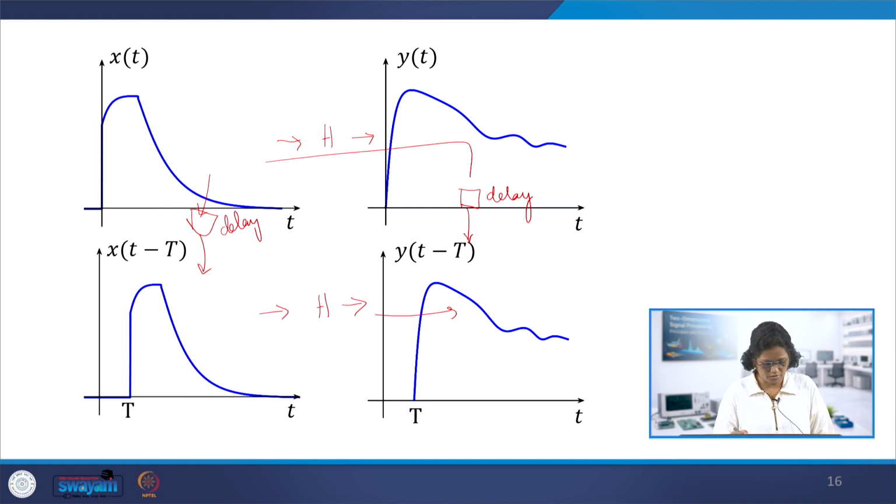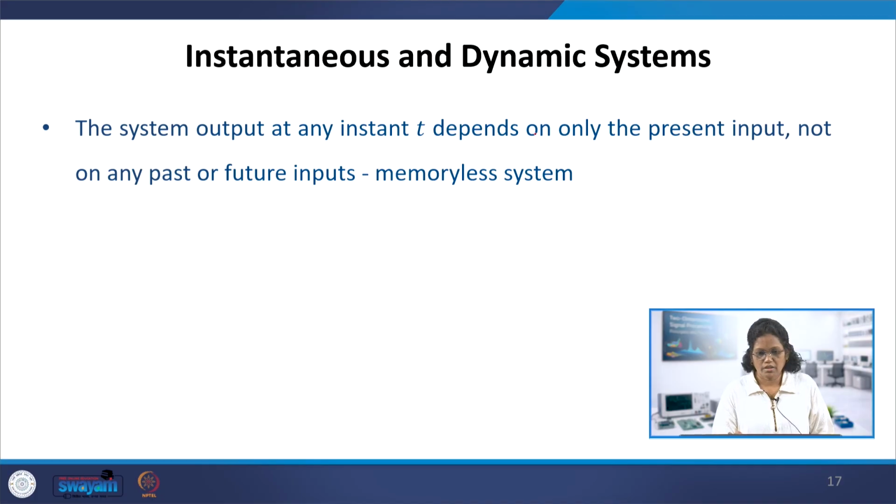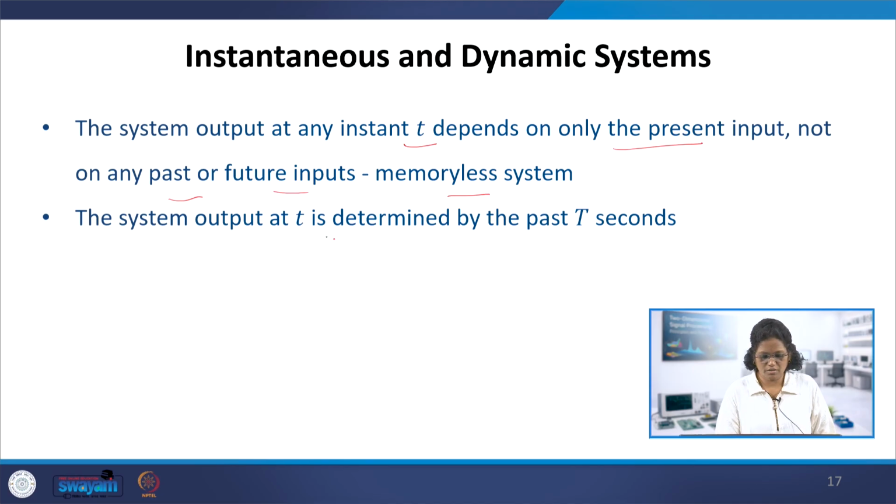Now coming to instantaneous and dynamic systems, as I said, for an instantaneous system the output at instant t depends only on the present input, not on any past or future inputs, so you need not store those values. Storing needs some memory, so that is called a memoryless system. And if the system output is determined by the past T seconds, that is, it depends on previous inputs, then the system is a memory system or dynamic system.